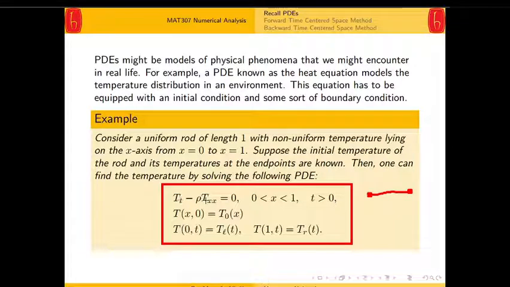So this will be the partial differential equation, and this corresponds to the initial value: if t is equal to 0, we are given a function corresponding to the temperature distribution initially. So this is the initial temperature distribution, and T(0, t) will be equal to T_L(t), the temperature at the left endpoint for any given time. And here we are given T(1, t), which is the temperature at the right endpoint at any time t, so this is T_R(t). So this is a PDE with an initial value and two boundary values.